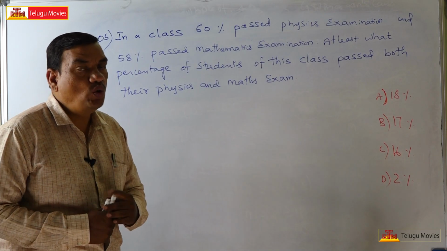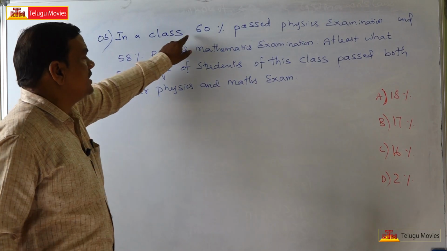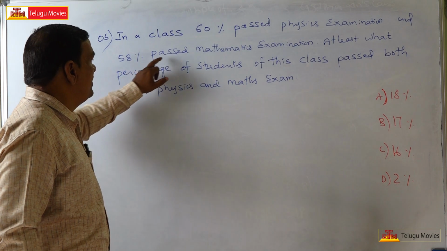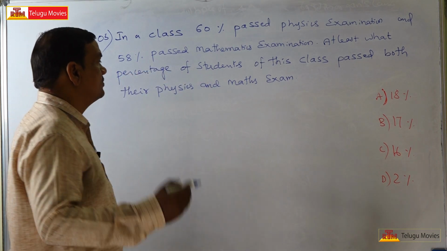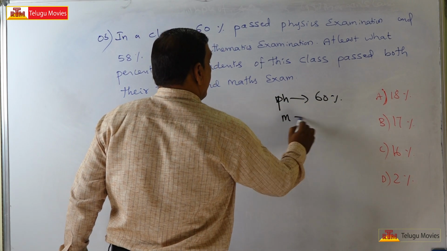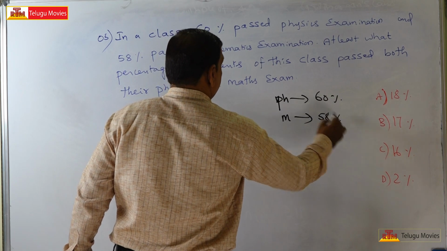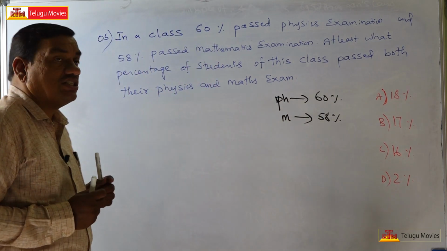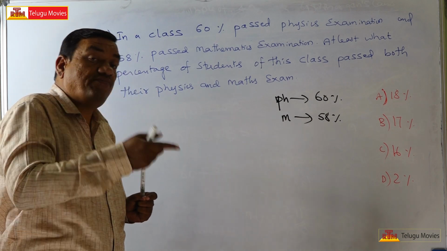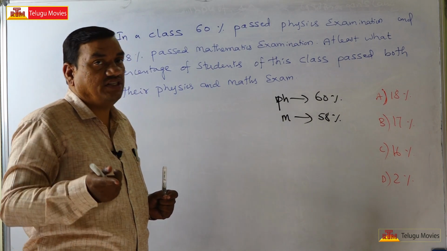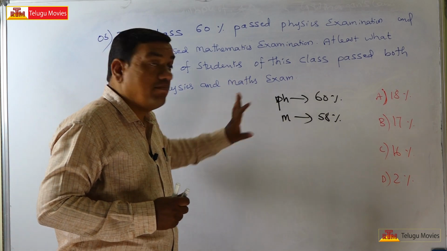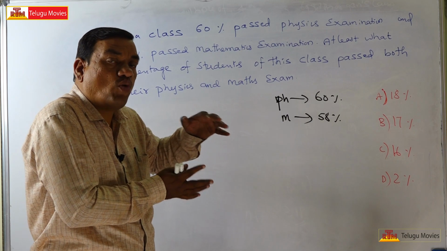Dear students, welcome to the fifth problem. In a class, 60% passed the physics examination and 58% passed the mathematics examination. See here, try to understand: it is not given that every student passed in physics and maths examinations, unlike the previous problem where every teacher teaches maths or physics. But some did. He is considering only maths and physics.